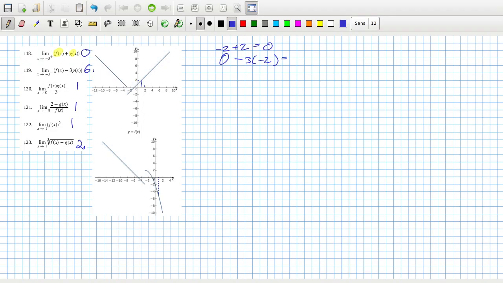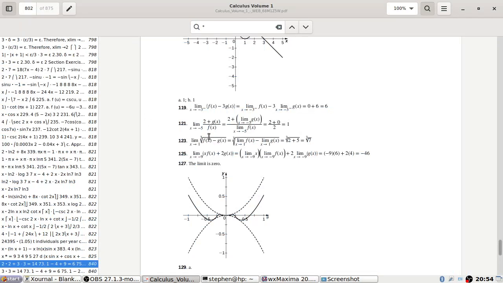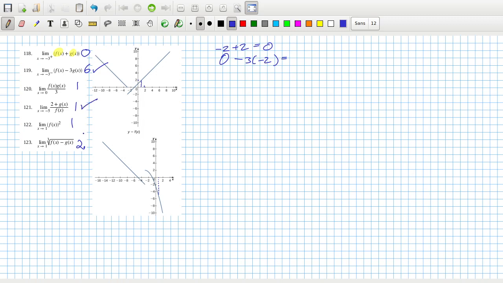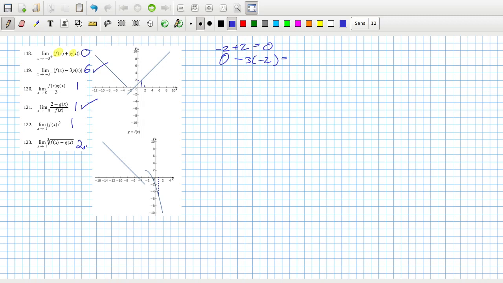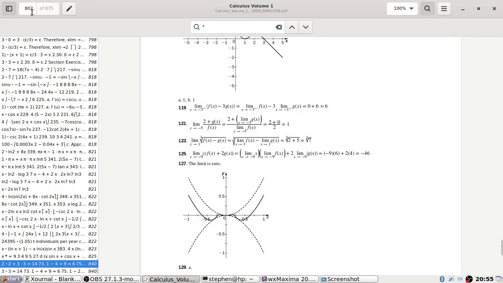119, 6, correct. 121, 1, correct. 123, I was right the first time, 7. I thought it might round off the cube root 8. I was reading the graph wrong, but yeah, it was cube root 7. Okay. So I guess the others are okay then. All right.